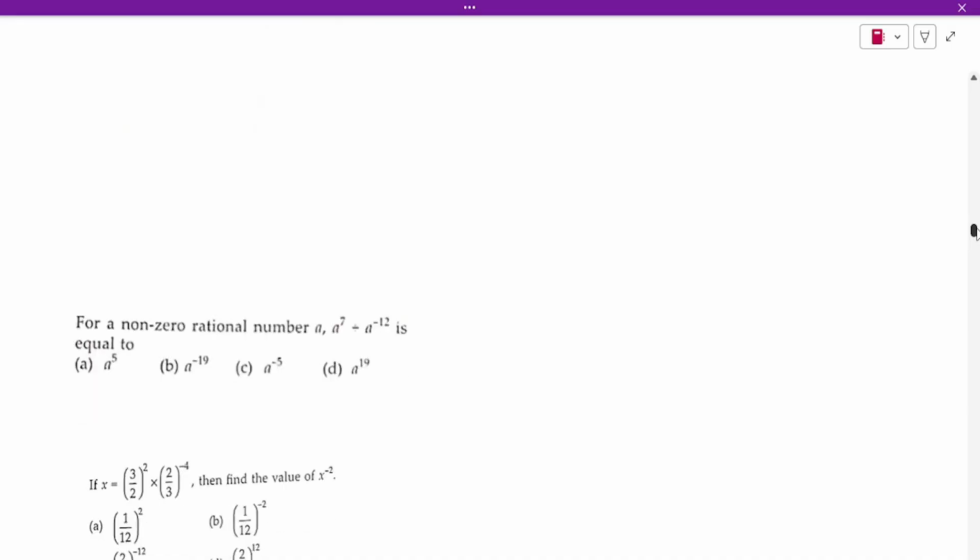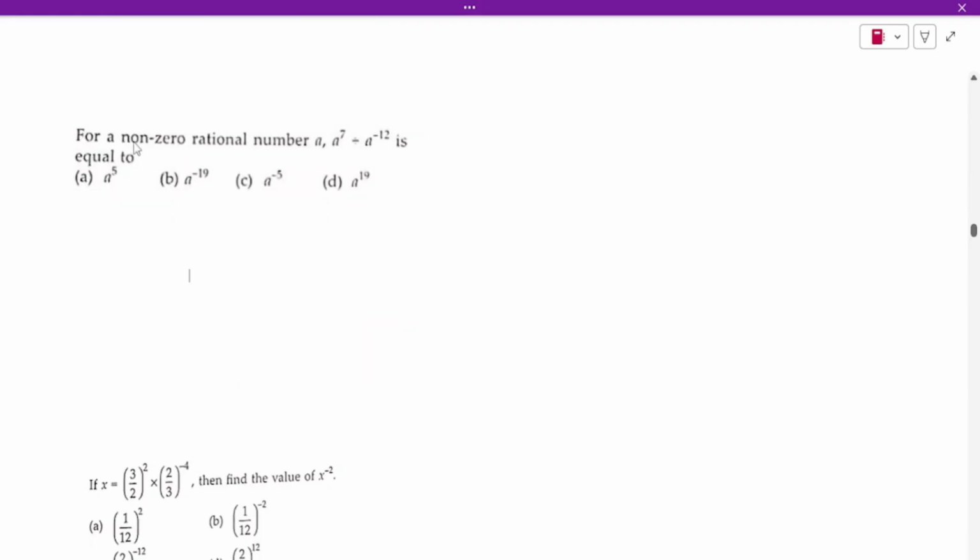So here's the first question, in which we are given a non-zero rational number a, and we have a raised to power 7 divided by a raised to power negative 12. We need to find the value of this. So basically a to power 7 divided by a to power negative 12. We have to just look into the options. In the options, we have both negative as well as positive exponents.